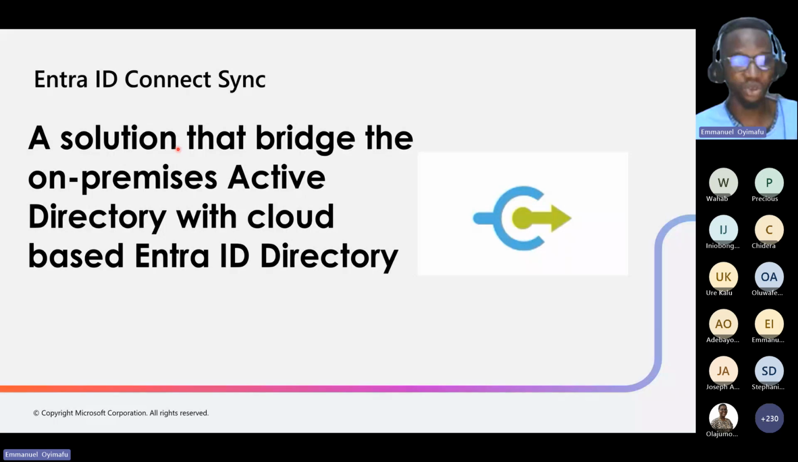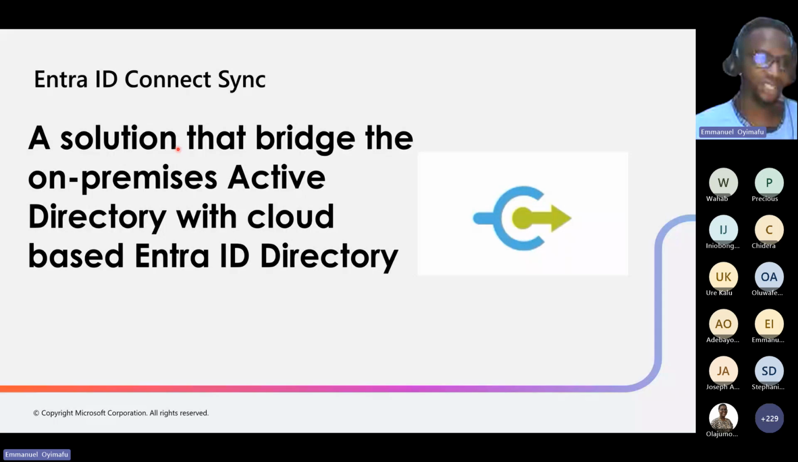This Entra ID Connect Sync is one of the solutions that can help you achieve that. It bridges on-premise Active Directory with cloud-based identity. This whole text here is more or less saying that it helps you synchronize these users from on-premise to the cloud. That is just what Entra Connect does. And Microsoft doesn't have only Entra Connect. They have several tools that you can use to sync users from on-prem to the cloud, which we are going to look at.